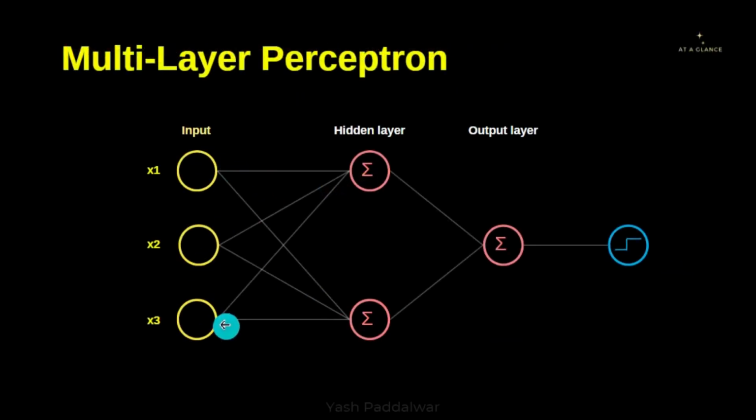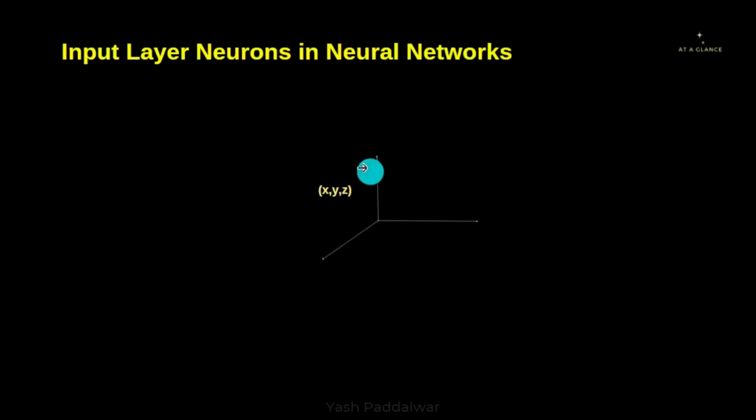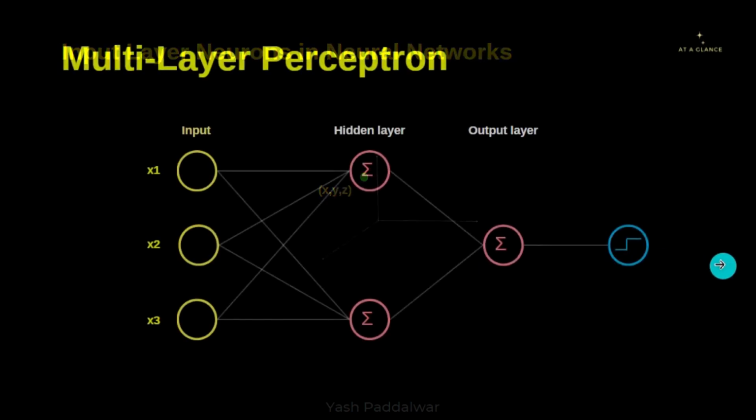You can see in this multi-layer perceptron, three inputs are required for representing every single data point which will be present in this 3D space. And that is the significance of input layer neurons. I hope it is clear.